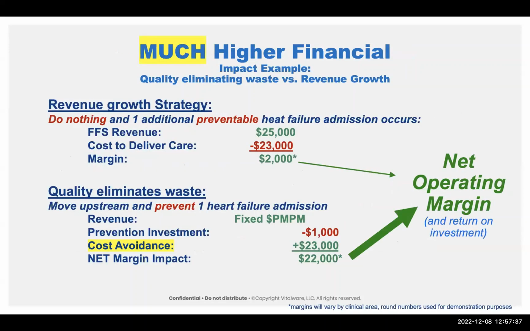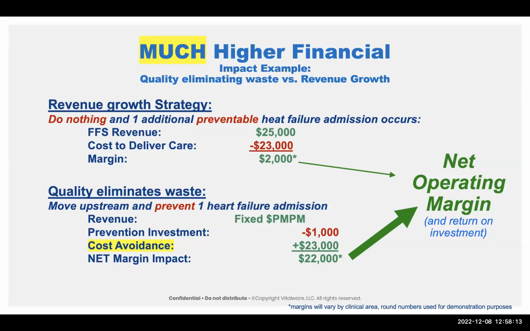So much higher financial gain comes to the operating margin from eliminating waste. So for example, if I do nothing and I have one preventable heart failure admission, the fee-for-service revenue is $25,000. Our cost to deliver is $23,000, giving us $2,000 to our net operating margin. So we didn't exceed the geometric length of stay. We got a good DRG. It was all coded correctly, and we made $2,000 to the net revenue.